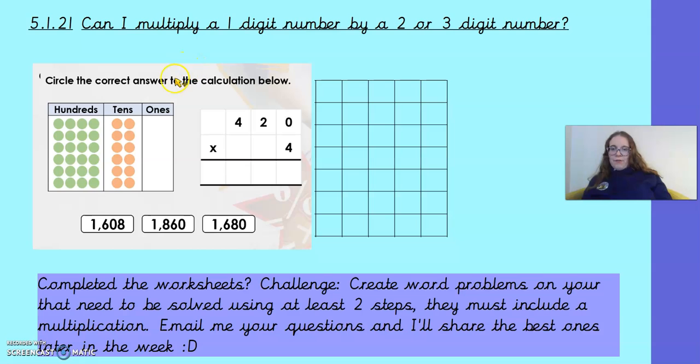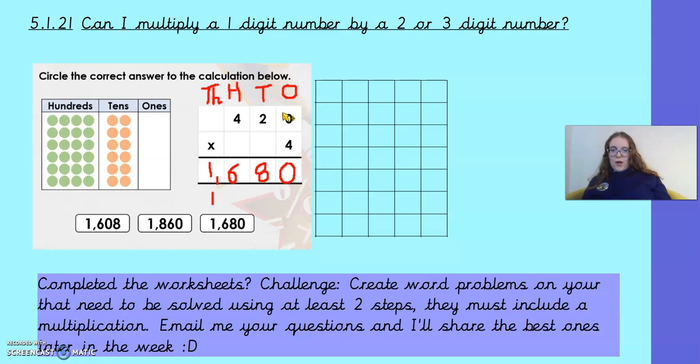Here is a lovely circle the correct answer question for you. Have a go at this calculation. See if you can work out which answer is the correct one. Pause me here. And here is your answer. The answer is 1,680.